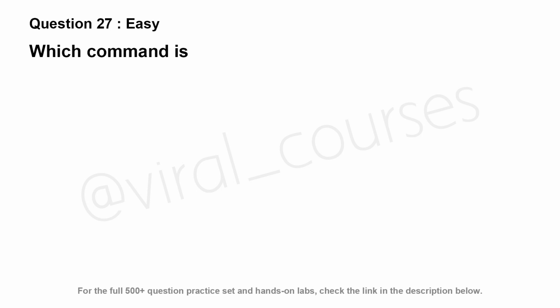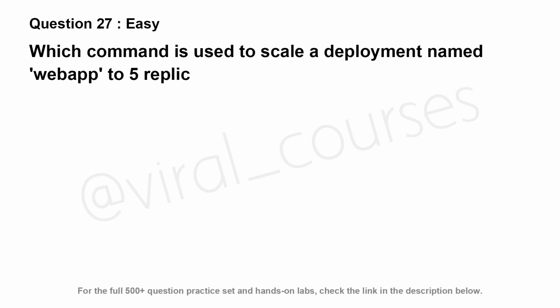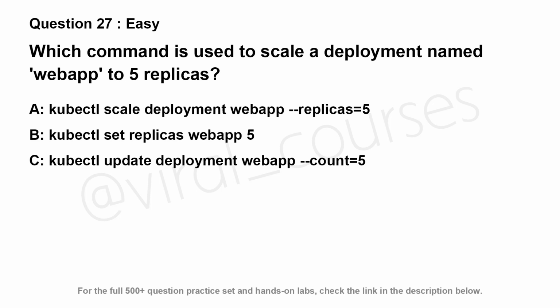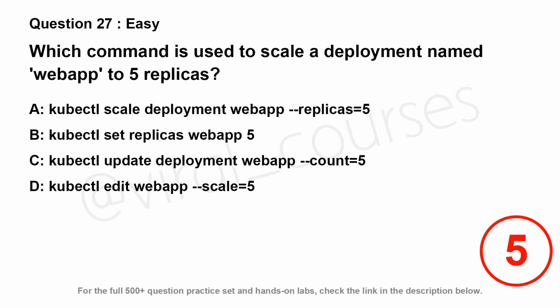Which command is used to scale a deployment named WebApp to 5 replicas? Option A. kubectl scale deployment WebApp --replicas=5. Option B. kubectl set replicas WebApp 5. Option C. kubectl update deployment WebApp count=5. Option D. kubectl edit WebApp scale=5.